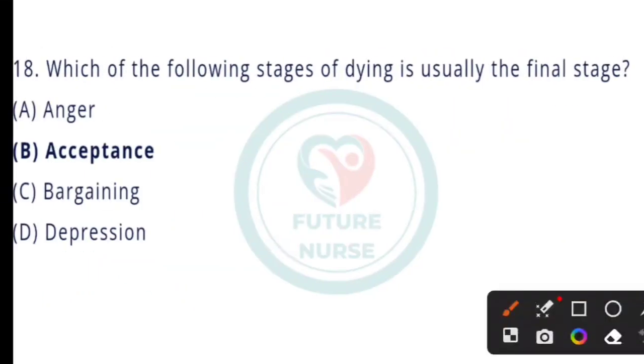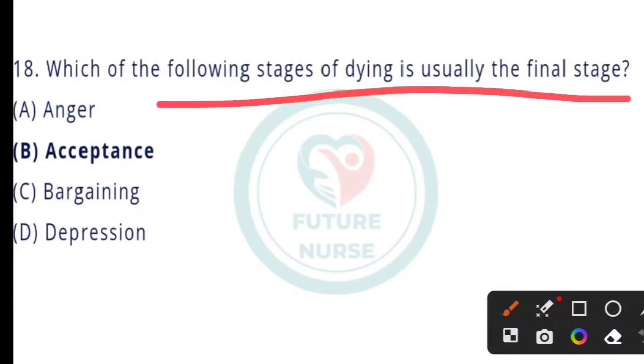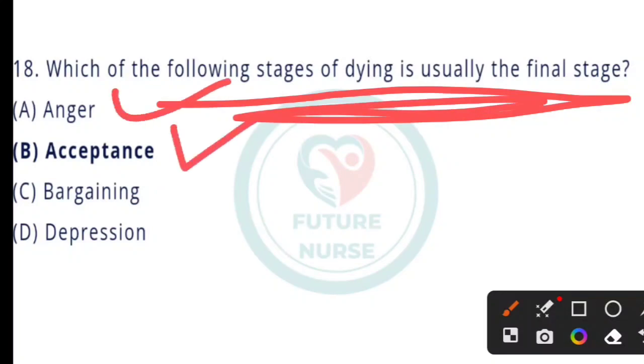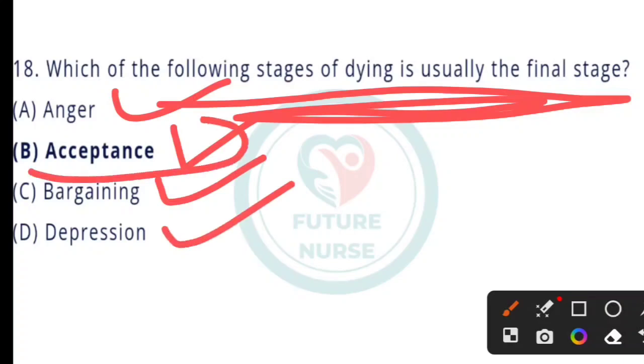Next, which of the following stages of dying is usually the final stage? So they are asking about the stages of dying. Options: anger, acceptance, bargaining, depression. So acceptance is the right answer.